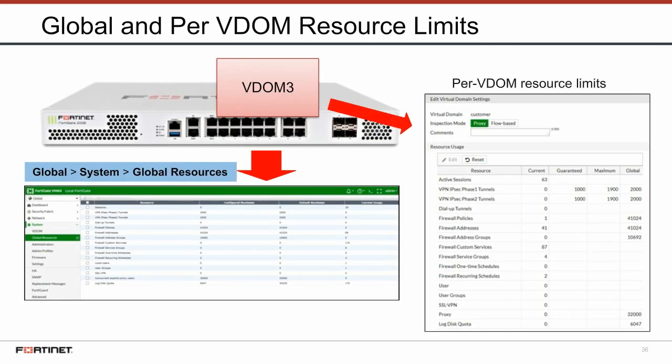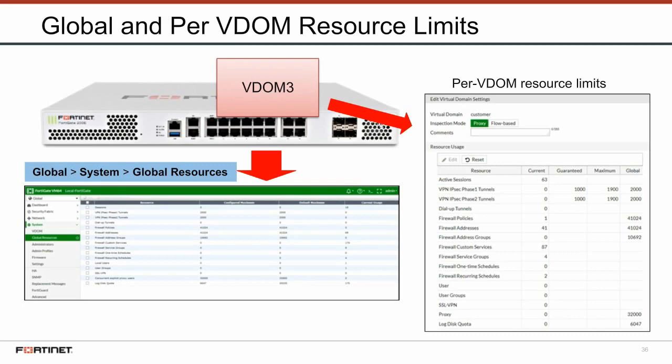For example, on this FortiGate, the hardware is powerful enough to handle up to 2,000 IPsec VPN tunnels. The FortiGate is configured with 3 VDOMs. VDOM 1 and VDOM 2 don't use IPsec VPN tunnels often, so they are allowed to have up to 50 tunnels each. VDOM 3, however, uses VPN extensively. Therefore, this FortiGate will be configured to allow VDOM 3 to have up to 1,900 tunnels. Additionally, 1,000 of those tunnels will be guaranteed.